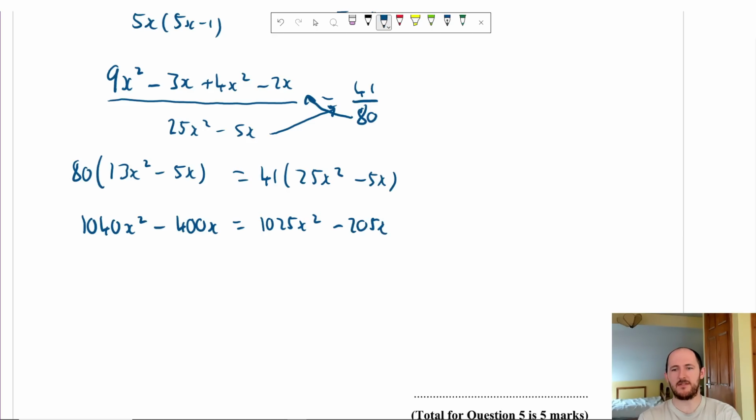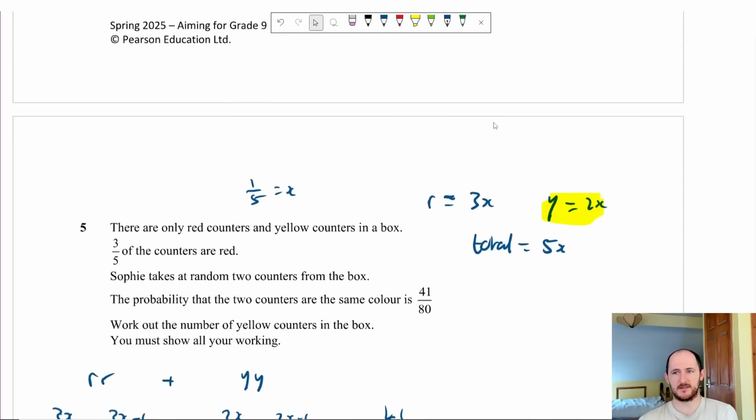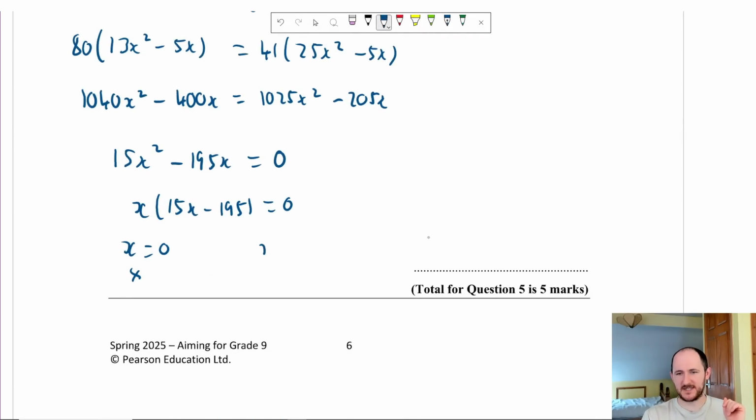205x. Move everything over to the left-hand side, so we get 1040x squared minus 1025x squared, which is 15x squared. Then we get minus 400 plus 205, which is minus 195. So if I factorize out an x, we get two options, right? x equals 0, which is obviously not possible. It can't be 0, right? Because that means there's no counters. So it must be the other option, which is x is equal to 195 over 15.